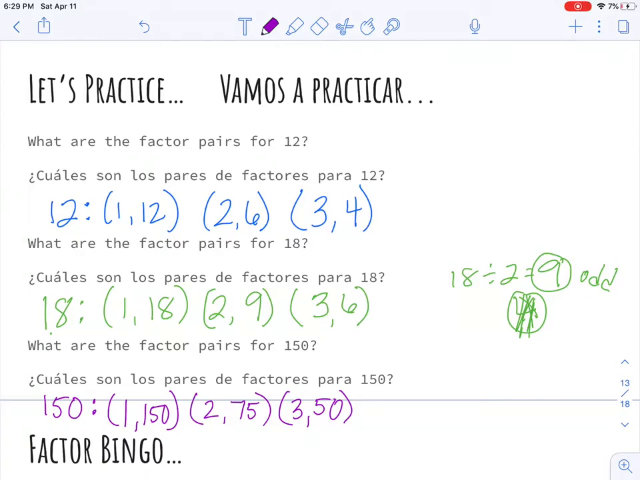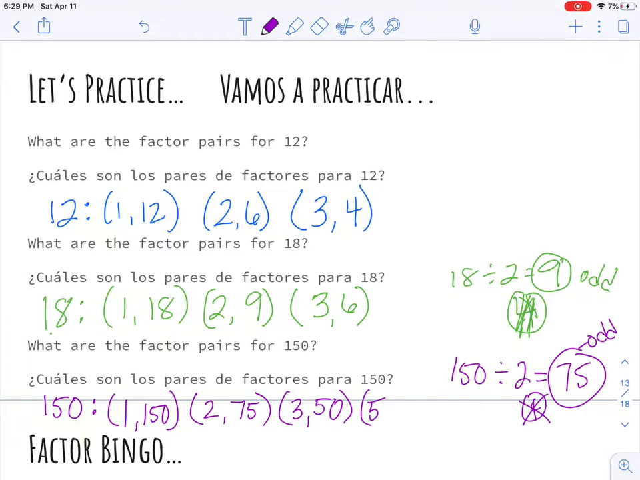All right, so now for 4, it says if you cut 150 in half, which I already did, do you get an even number? You got 75. Is 75 even? No, it's odd. So that tells me 4 is not a factor.